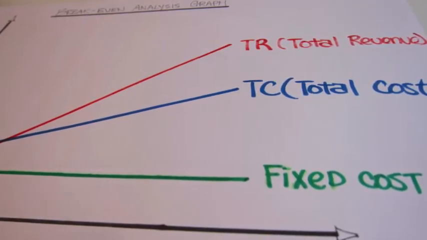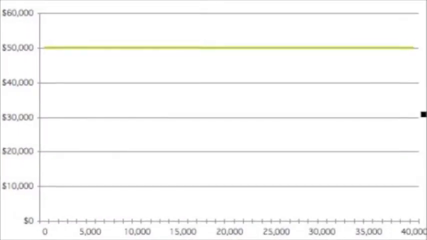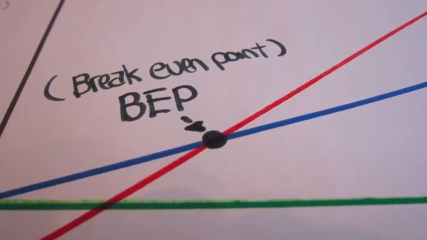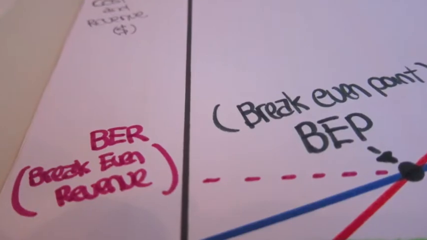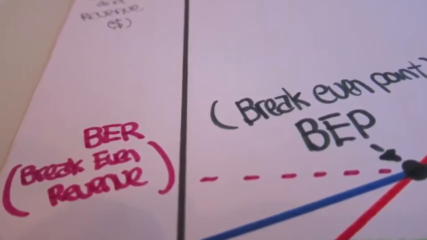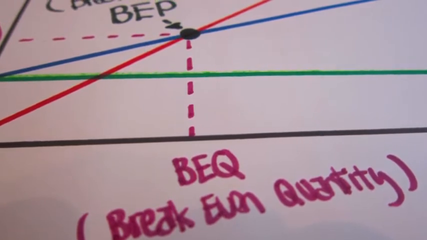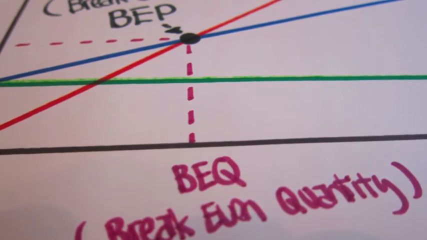The fixed cost curve, which is green, is constant throughout the whole production, no matter what the output is. Hence, it is a horizontal line. The break-even point, BEP, is the intersection between total revenue and total cost curve. At this point, the firm is able to neither make a profit nor a loss. Break-even revenue and break-even quantity are the revenue and output level at this point.